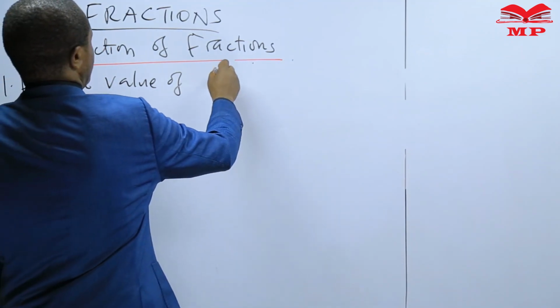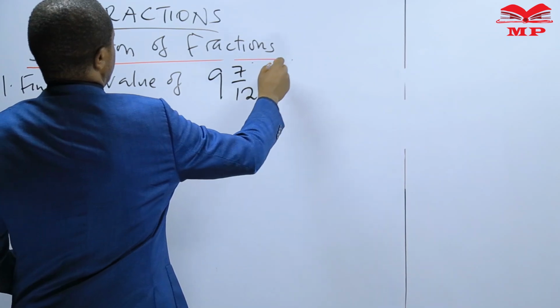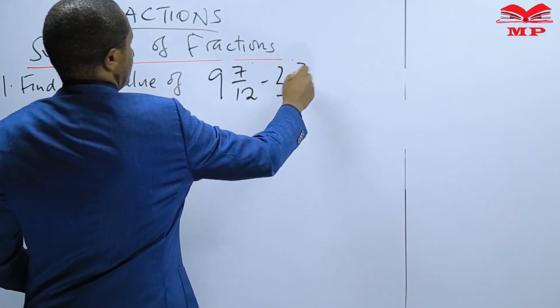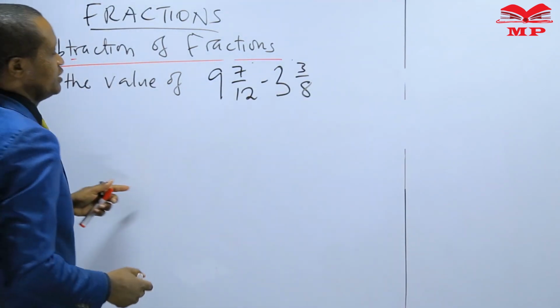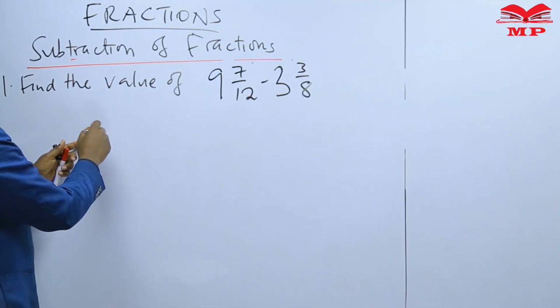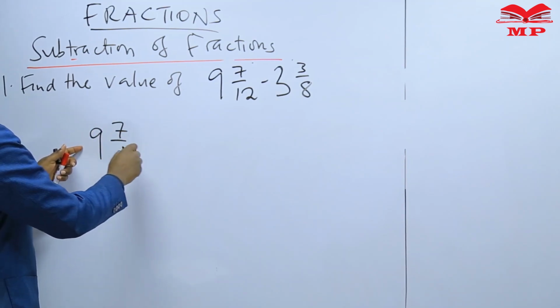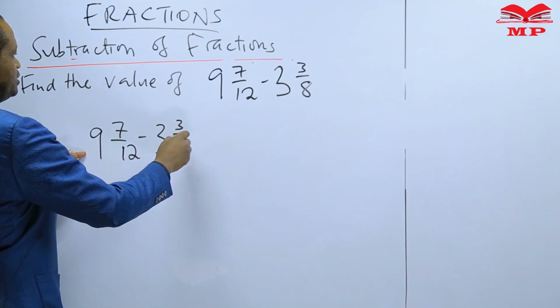Find the value of 9 7 over 12 minus 3 over 8.